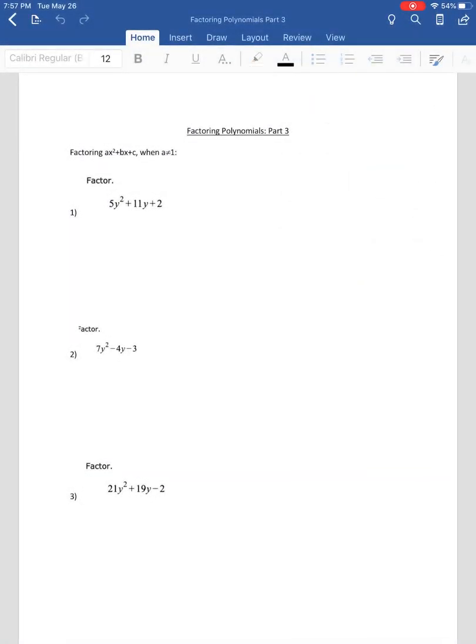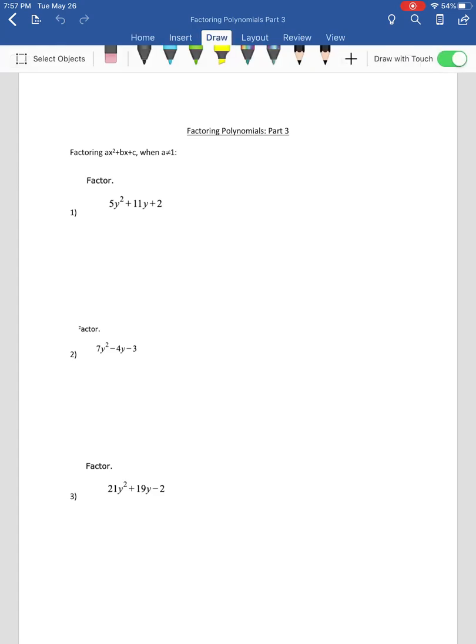All right, so we're going to move on to the next part of factoring. As a review, what we did in the second part, we looked at factoring expressions such as x squared plus 10x plus 21. Okay, so we looked at numbers that multiplied to the constant term, to the 21, and added to the middle term, to the 10.